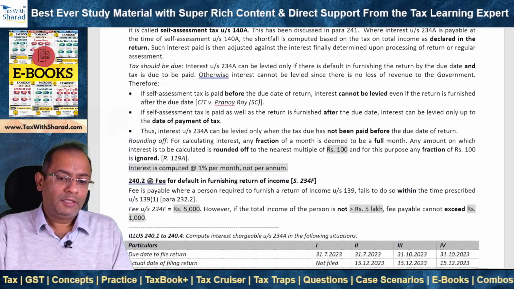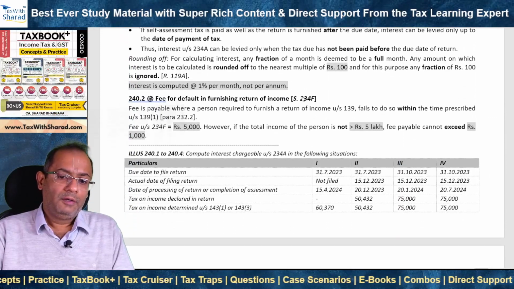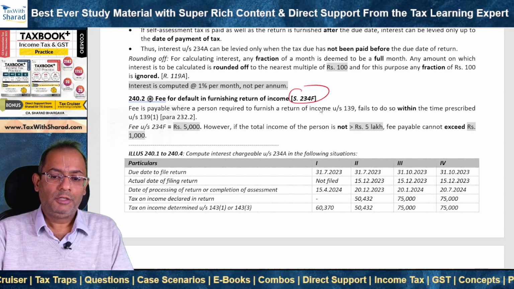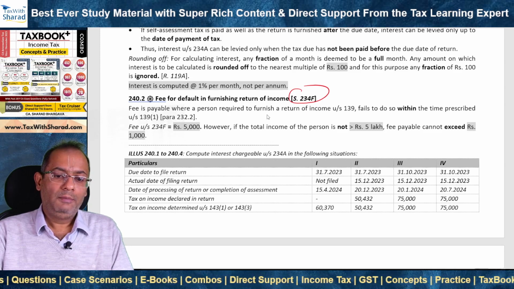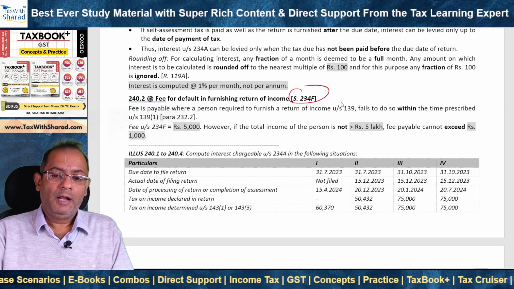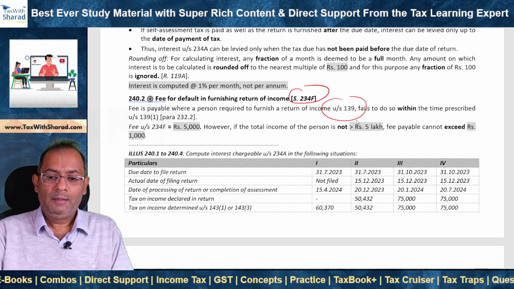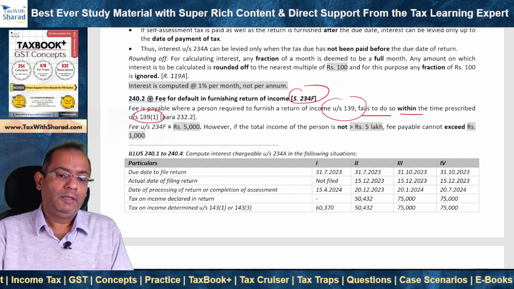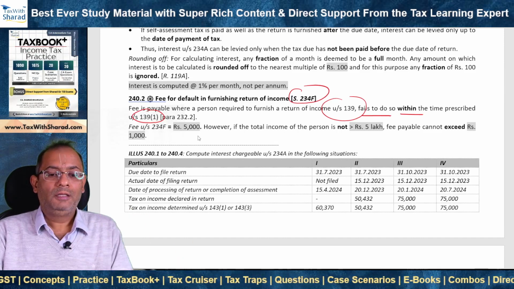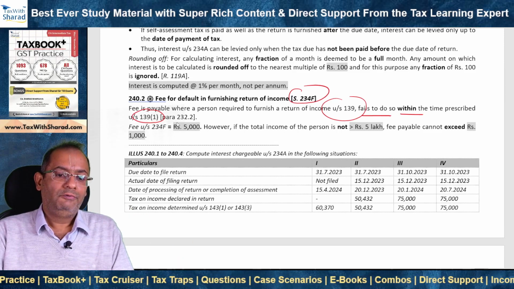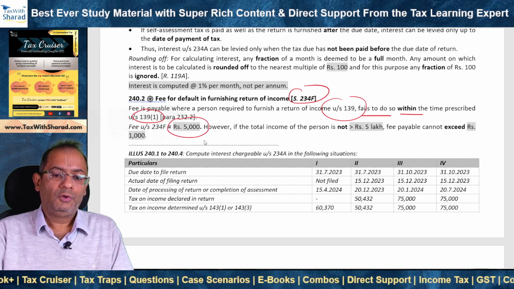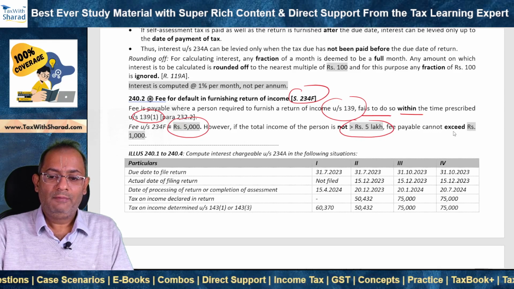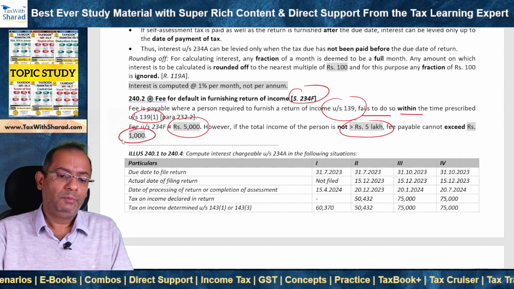In addition to interest under section 234A, fees for default in furnishing return of income will also need to be paid under section 234F. Fees is payable where a person is required to furnish a return of income under section 139, but he fails to do so within the time prescribed under 139(1), because he is now furnishing the updated return. In such case, fees under section 234F is rupees 5,000. However, if the total income is not greater than rupees 5 lakh, then the fees is only rupees 1,000.